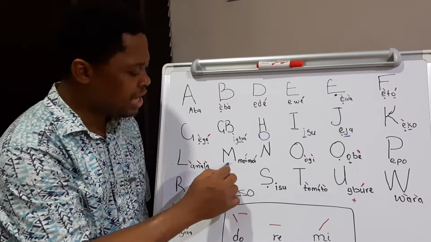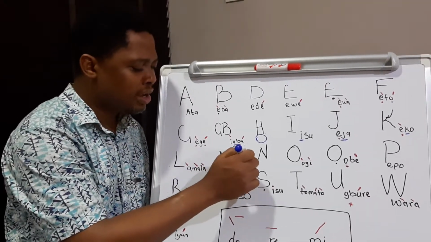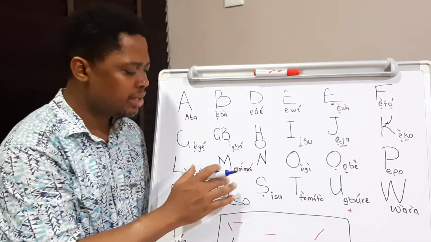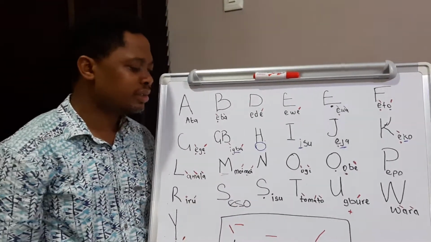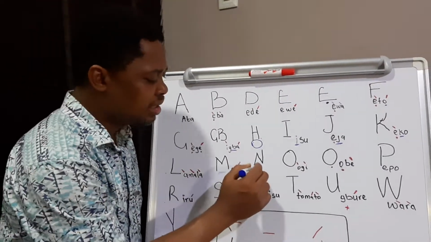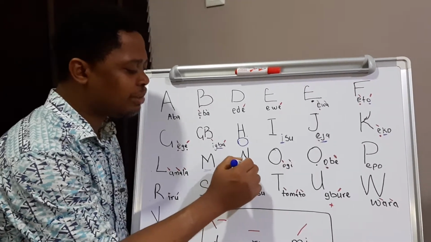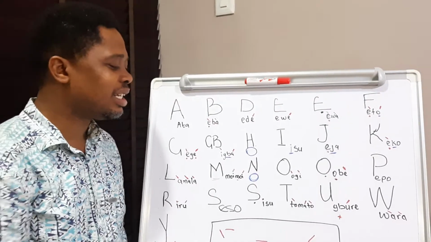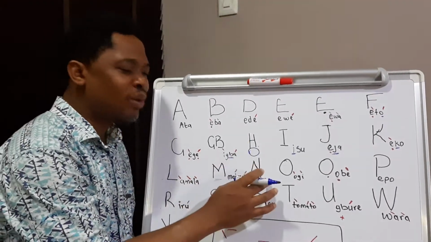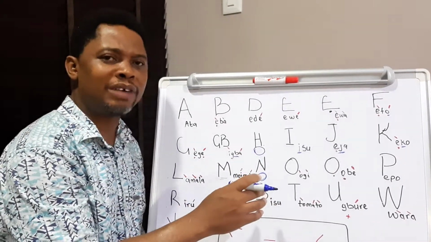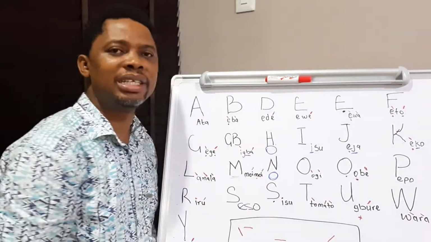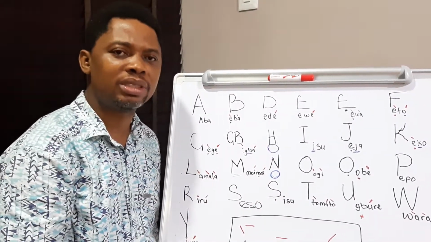M, moi. This is another assignment. Ishe amurele. Assignment is ishe amurele. Look for a Yoruba word for a food, Yoruba food, that has N in it. N is the end sound in Yoruba.